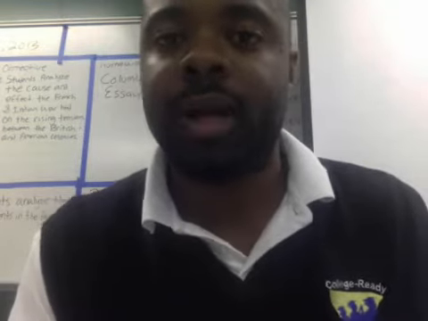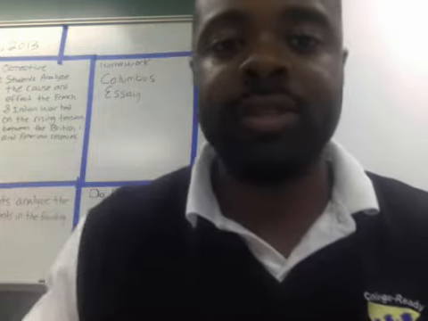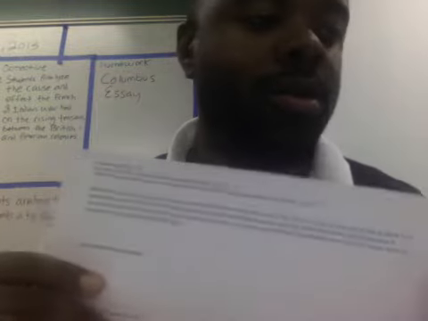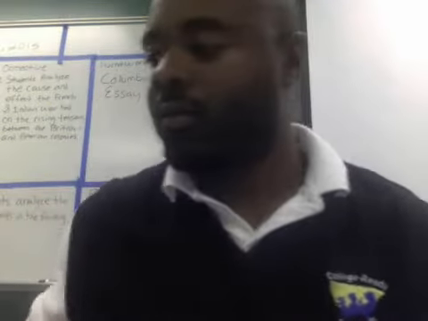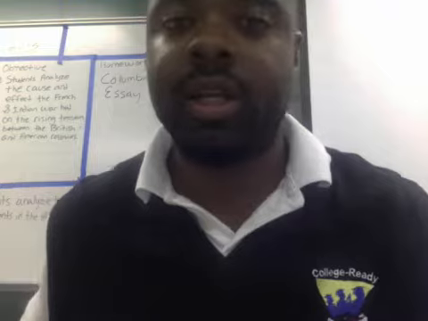Alright, Ochi students, so as promised, here's a video to quickly go over what's expected of you for the homework. You should have three things in front of you. You should have this paper right here, which is the bar graph handout. You should also have a Venn diagram, which again you should have picked up when you walked into the class. And lastly, you should have the reading.